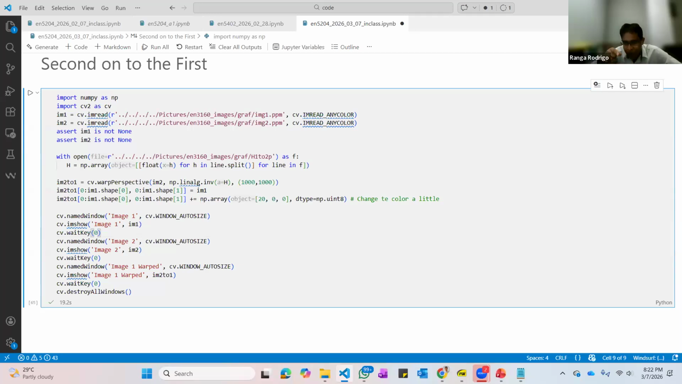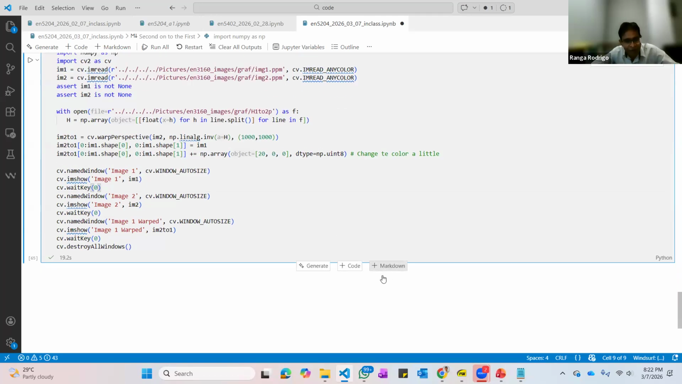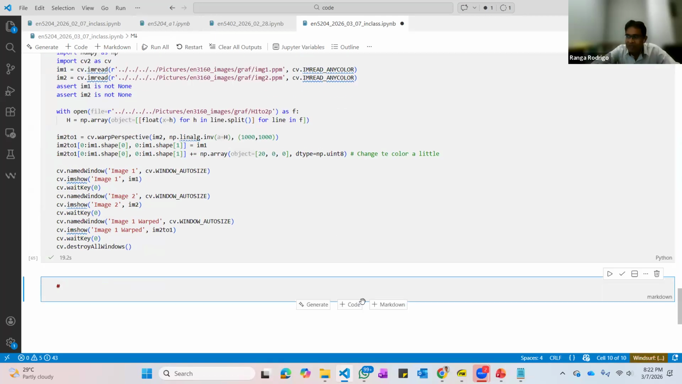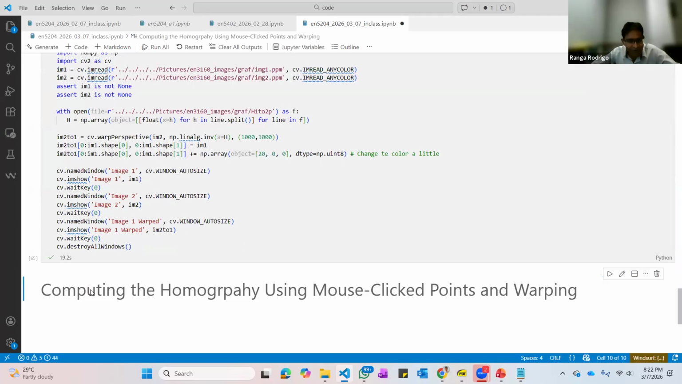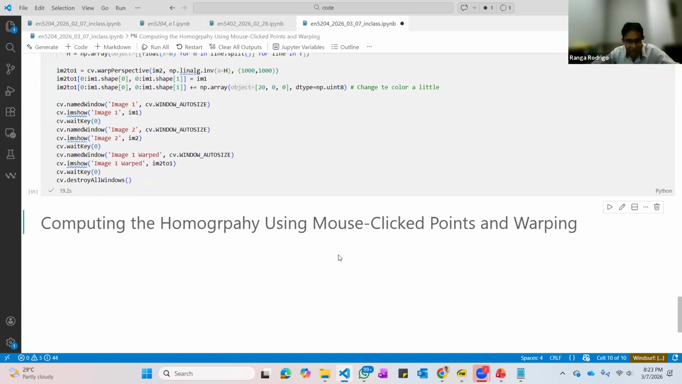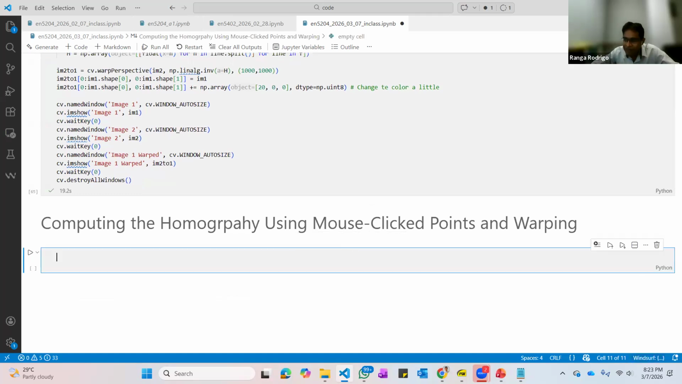You can click 4 points and get the image transformed on the other. I will show that also now. Using mouse click points. For that, you have to do some little bit of cumbersome coding. Using mouse click points and moving. So let me not type all the code because then it will take time. And I will copy and I will only show you the important parts of the code.